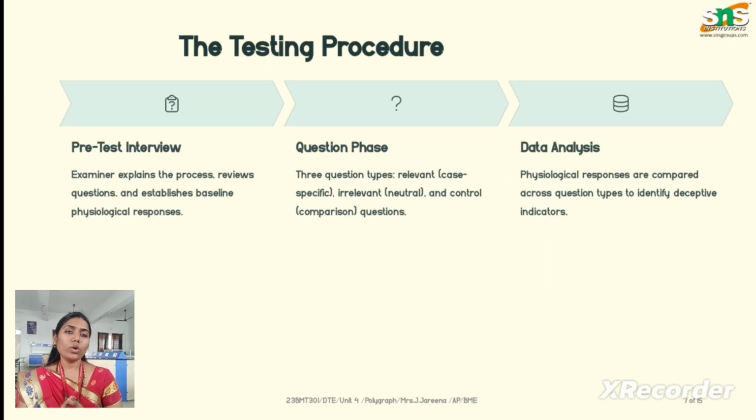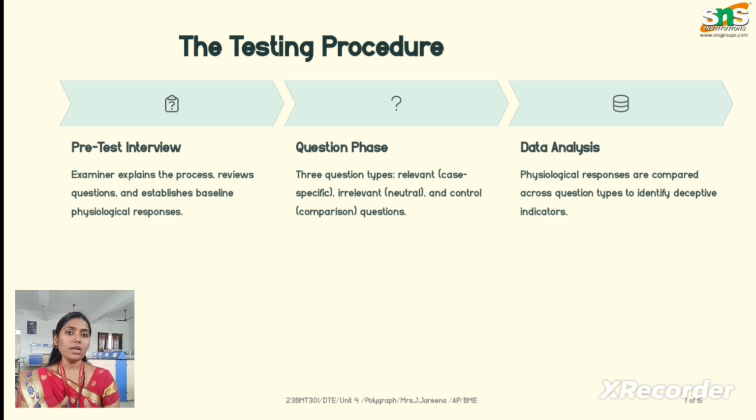Now let's see the testing procedure carried out during the interrogation or investigation process with the help of this polygraph device. The first phase is the pre-test interview, the second is the question phase, and the third is the data analysis phase. In the pre-test interview, the examiner, that is the investigator, explains the whole process they are going to carry out, and also establishes the baseline physiological response.